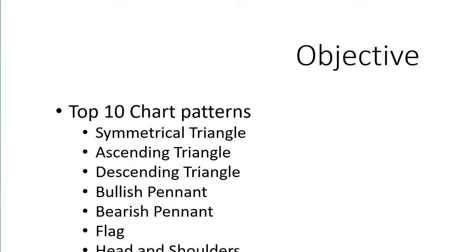And again, those of you viewing this video in the course, we're going to go over a lot more in detail and get to the finite root of things, and touch on things that I didn't know when discovering this stuff. But these are the top patterns we're going to cover here: symmetrical triangle, ascending triangle, descending triangle, a bullish pennant, bearish pennant, flag, head and shoulders, inverse head and shoulders, a double top, and a triple top.